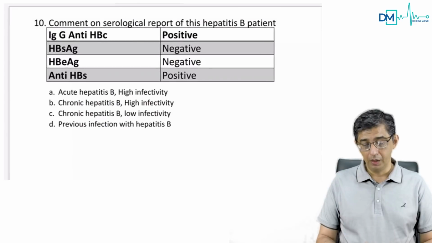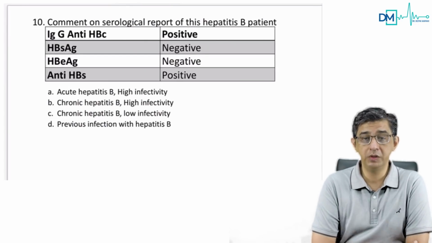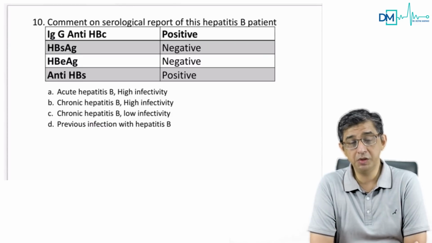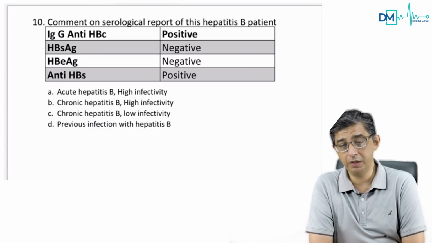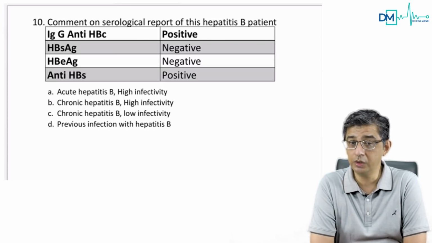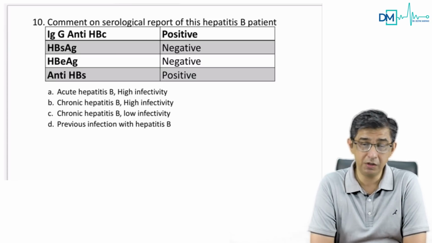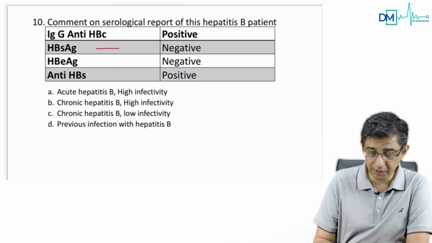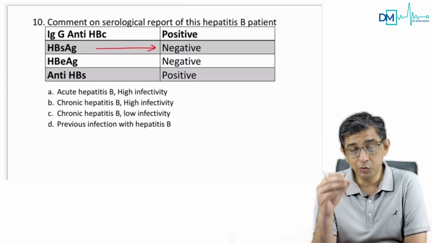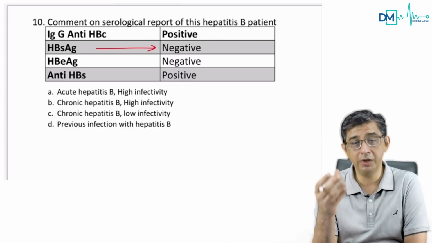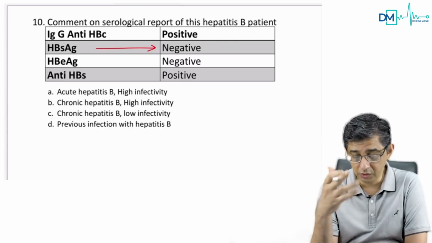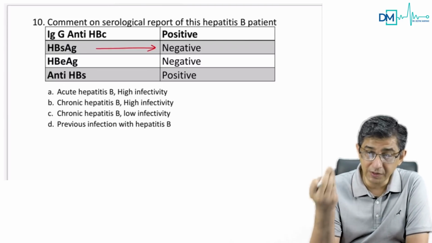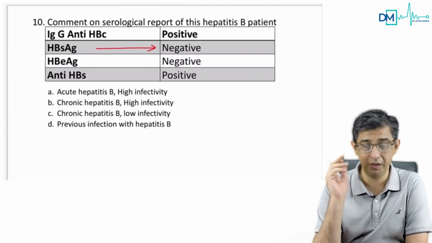Moving on. Comment on the serological report of this hepatitis B positive patient. You see, the problem is that most of us know how to diagnose acute hepatitis and chronic hepatitis B, and in acute and chronic hepatitis B, surface antigen is positive. The key in this question was that hepatitis B surface antigen is negative now, because you see, in both acute and chronic hepatitis B, surface antigen is always positive. So you can easily rule out the options, guys. I'll repeat that again. Surface antigen positivity is found in acute hepatitis B.